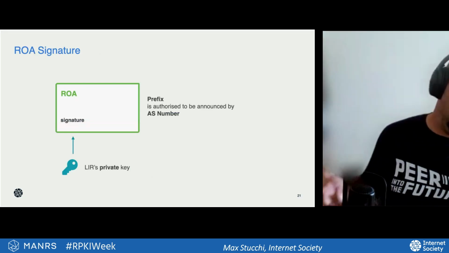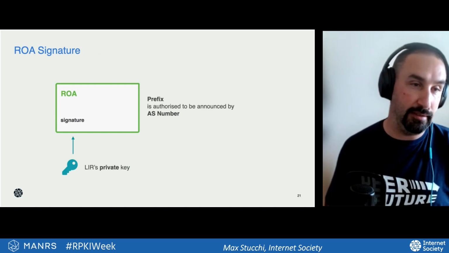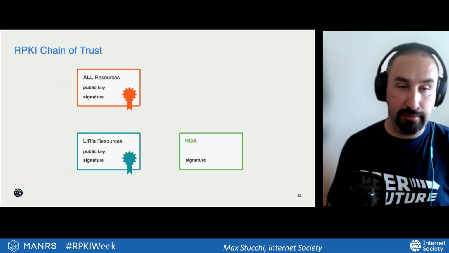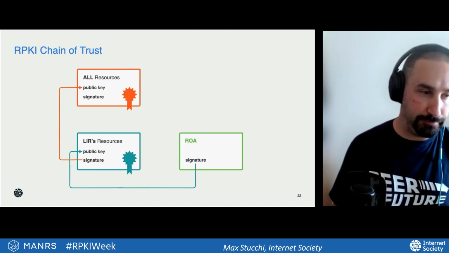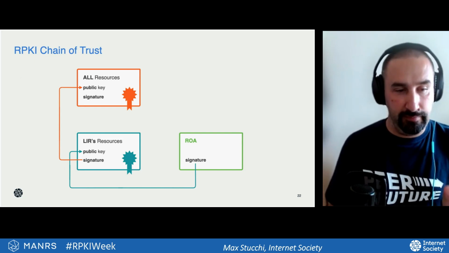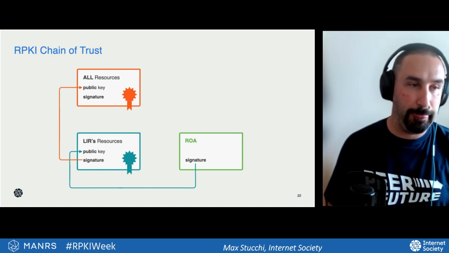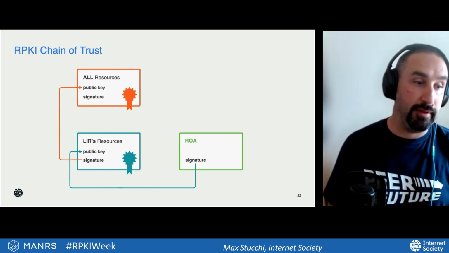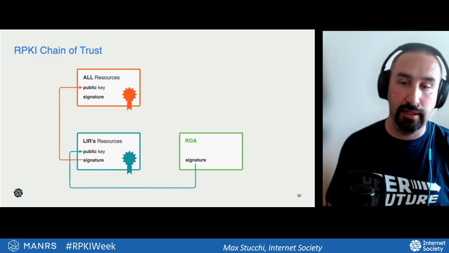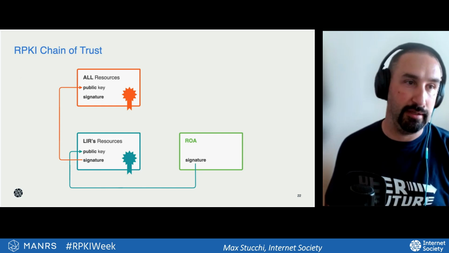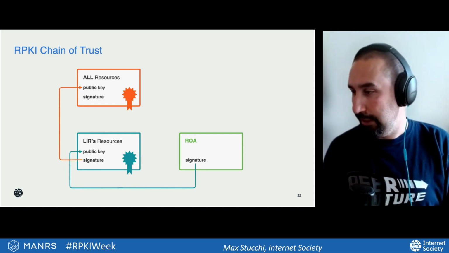The ROA is an object that contains this data and gets signed as well by the members, by the LIR. So then it becomes part of the full chain of trust. So we can start from the ROA, figure out who signed it, check the signature, verify the CA from the member, and then verify that it was signed and that there's no revocation from the top, from the regional registry. So, Patrick, have we answered your question?